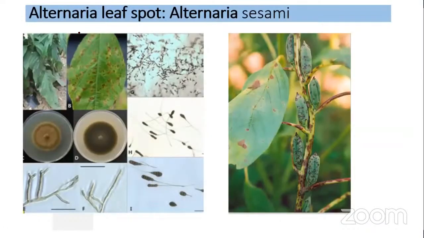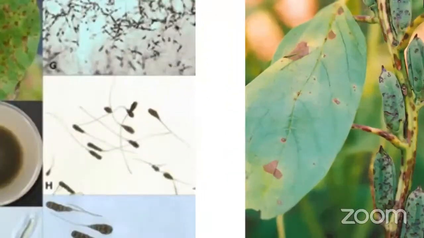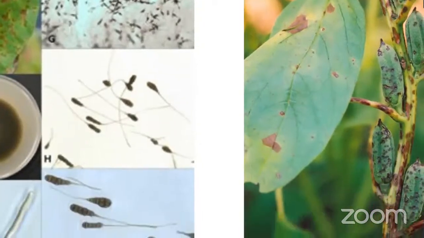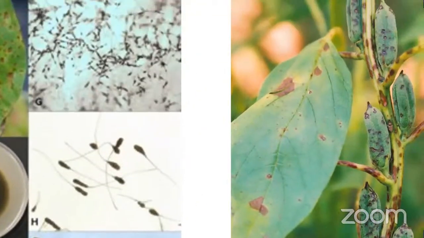So coming to Alternaria leaf spot, it is caused by Alternaria sesami. This is the causal organism. As I told earlier, Alternaria usually causes the target board symptom. So here you can see what the target board symptom is. Here you can see exactly how the target board symptoms are there on the leaves, right?